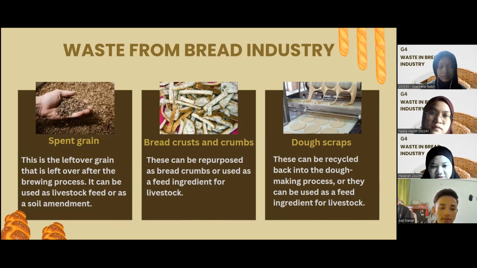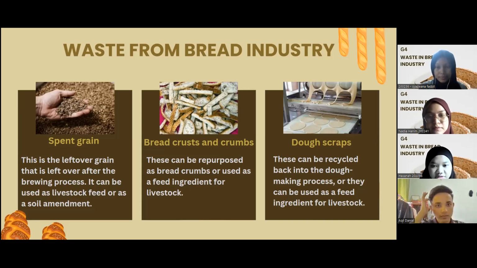Another type of waste generated by the bread industry is bread crust and crumbs, which can be repurposed as breadcrumbs or used as a feed ingredient for livestock. This helps to reduce the amount of food waste generated by the bread industry, as well as providing a source of nutrition for animals. Other than that, dough scraps are another type of waste generated by the bread industry, which can be recycled back into the dough making process or used as a feed ingredient for livestock. This helps to reduce the amount of waste generated and can also provide a source of nutrition for animals. Next slide.